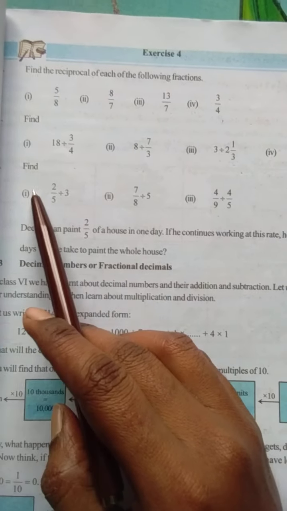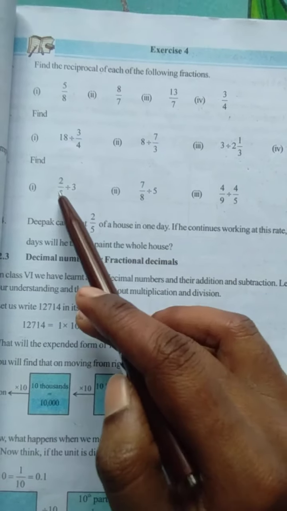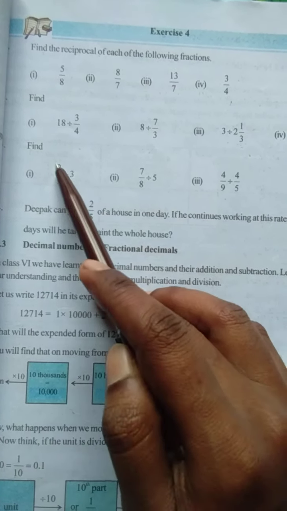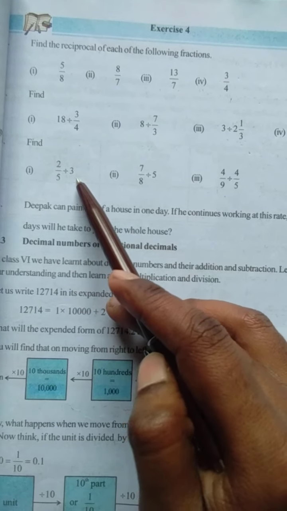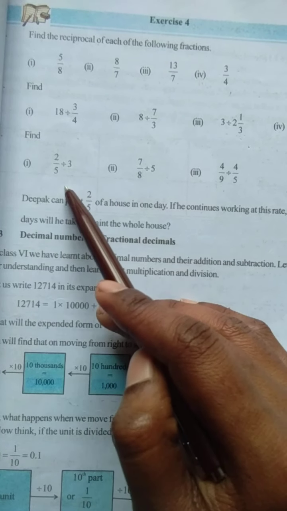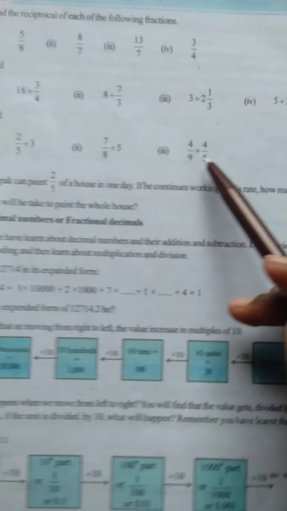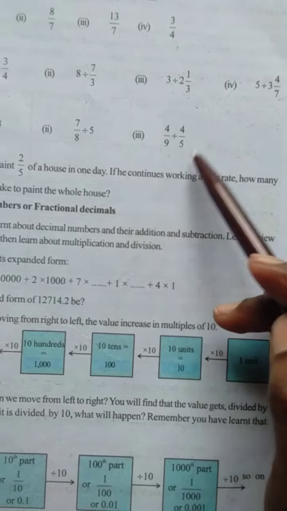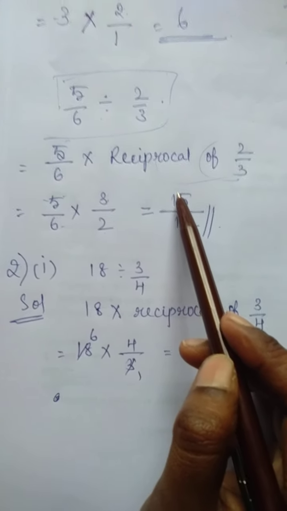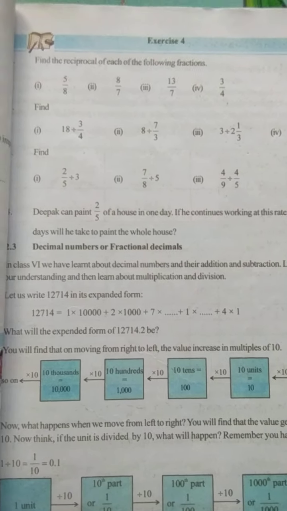After that, see the third one. Find 2 by 5 divided by 3. Same as the second problem. For 2 by 5, you have to write down the reciprocal of 2 by 5 into 3. What is the reciprocal of 2 by 5? 5 by 2. 5 by 2 into 3. After that do the multiplication and write down the answer. And here 8 by 7 into 5. Here 4 by 9 into, I said already, one problem is like that only. Do the third problem in your third bit. Clear? This is about the first, second, third bits in your exercise 4.